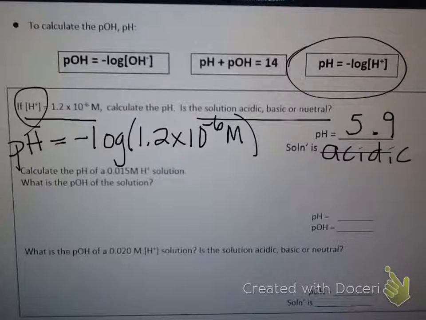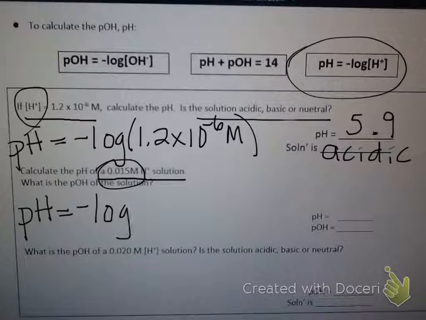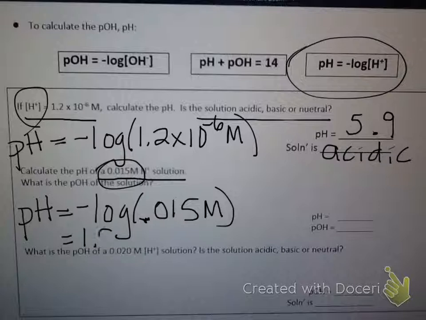It says calculate the pH of a 0.015 molar hydrogen ion solution. So once again, let's calculate the pH. It's the negative log of the hydrogen ion concentration, which is 0.015 molar. So we've got negative log of 0.015 molar solution of hydrogen ion. If we calculate that, negative log of that number, I get a pH of 1.8.